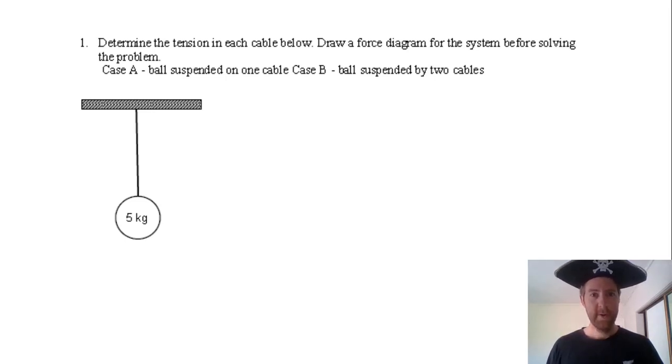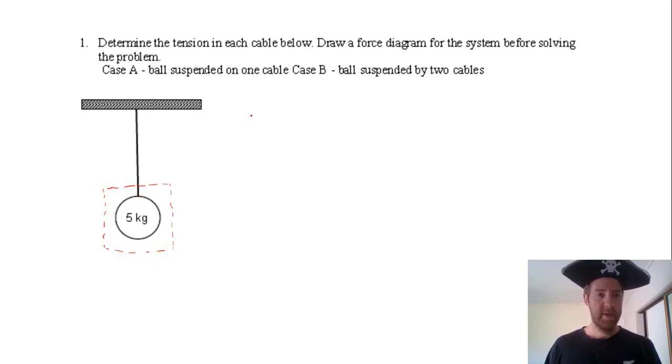Hello, let's go through some force problems. Determine the tension in each cable below. Draw a force diagram for the system before solving the problem. Okay, so when we draw our force diagram, I like to identify the system.